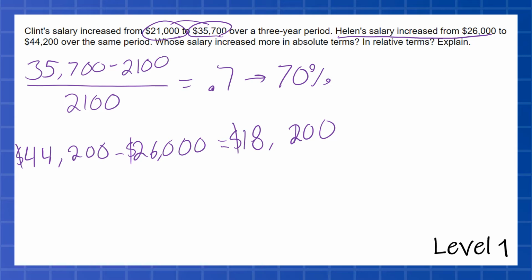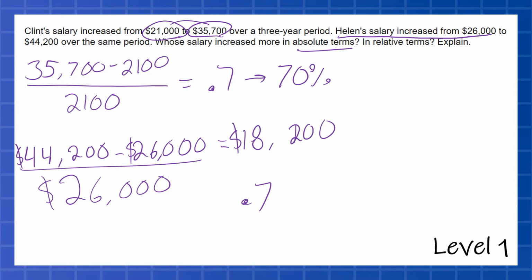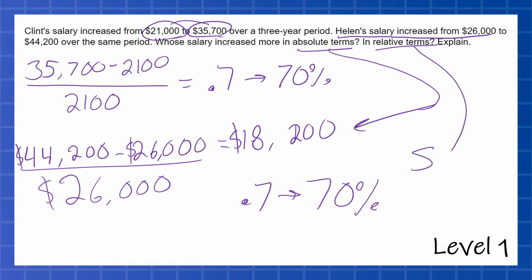Now, if we were to subtract Clint's salary, he didn't make $18,000. So in absolute terms, what we'd say is Helen made more. She got a bigger raise. However, what we'll notice if we divide by what she started with, Helen has the actual same relative raise. And so they both got a 70% raise, but in absolute terms, Helen got more. So in absolute terms, Helen got more, but in relative terms, they actually got the same.